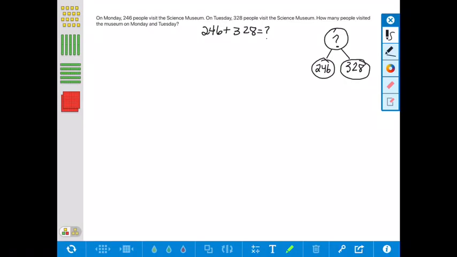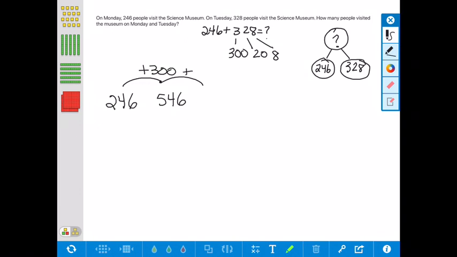Strategy using the number line, where we keep one number together and then split up the other number. Let's start with 246. And then we're going to add in parts. So we'll add 320 and then the ones. So first of all, 246 plus 300 is 546. Then 20 more is 566. Now here's where it gets tricky.